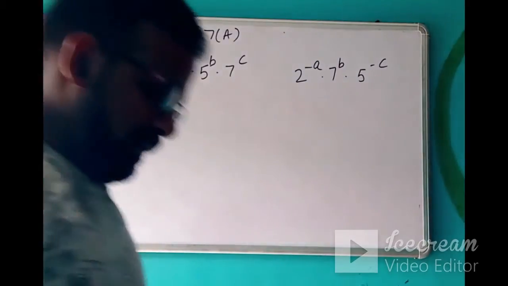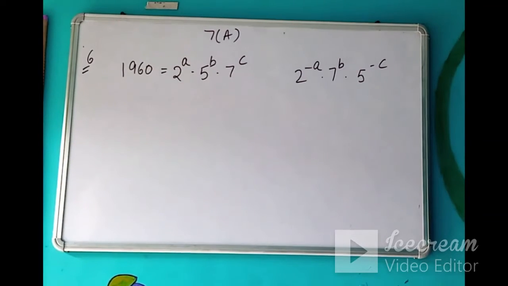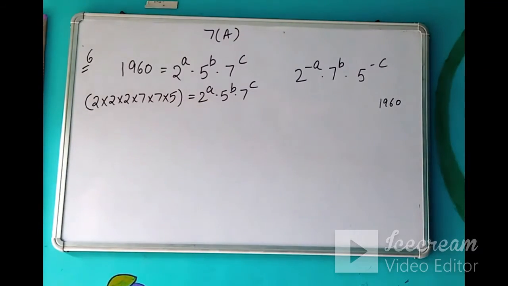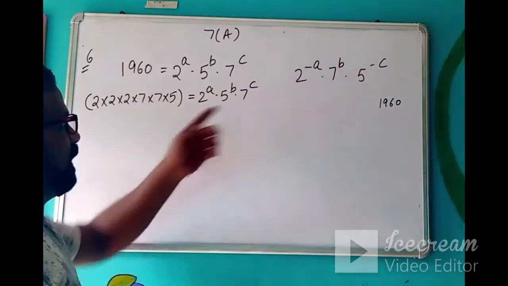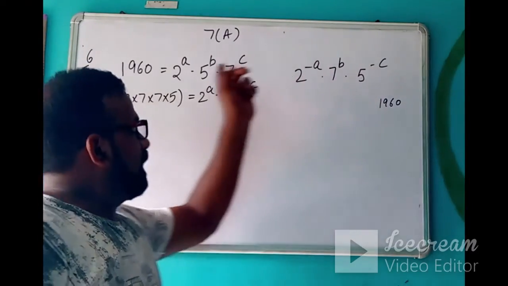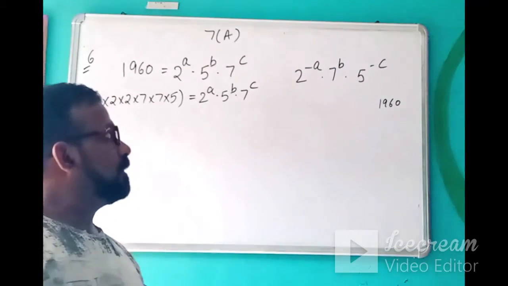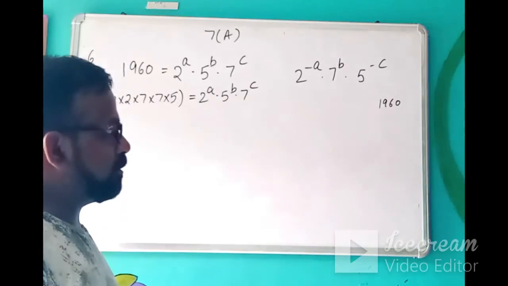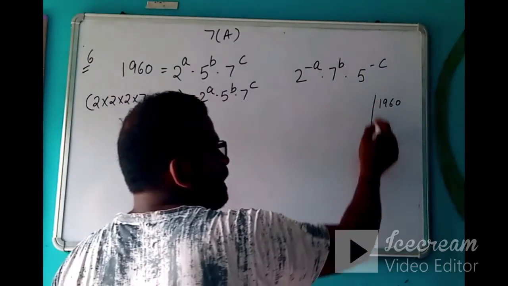Okay, let's discuss one more type. We have to find the value of this expression when it is given that 1160 is equal to 2 to the power a into 5 to the power b into 7 to the power c. For solving questions like this, the first thing you need to do is the prime factorization of the given number.